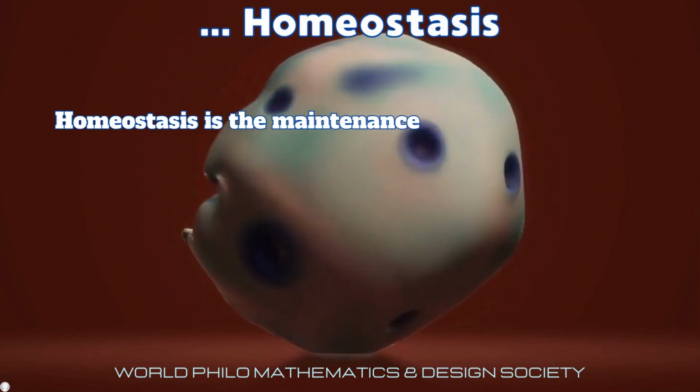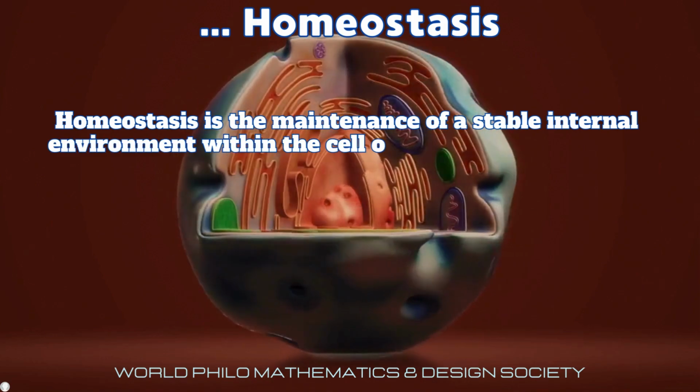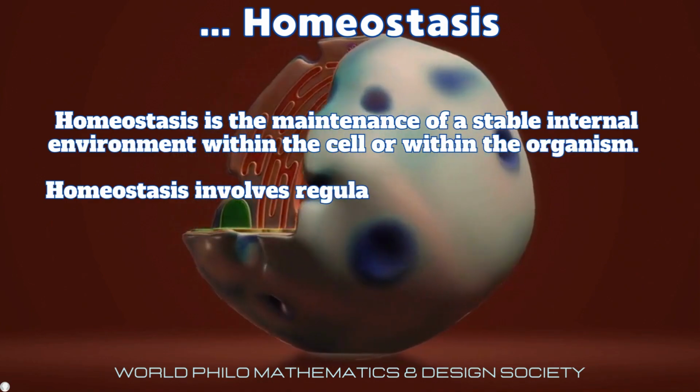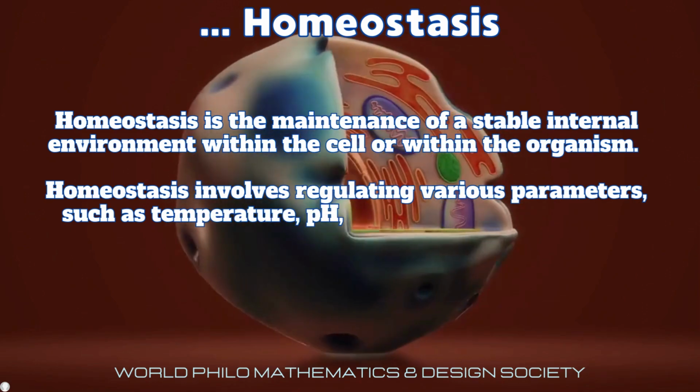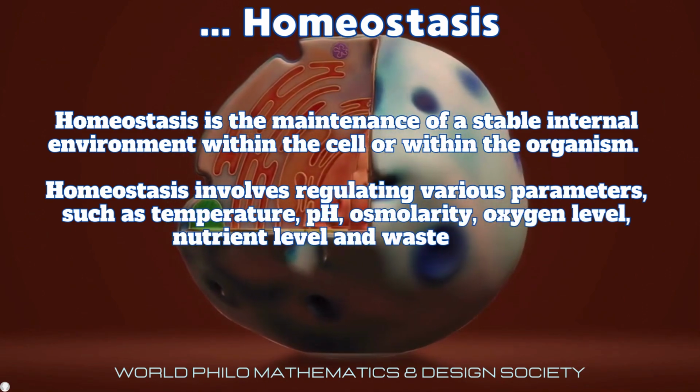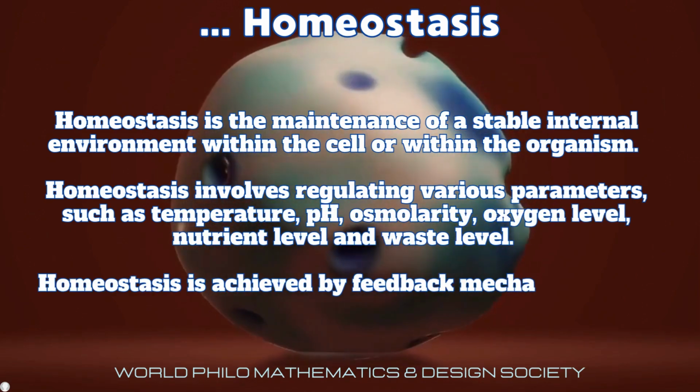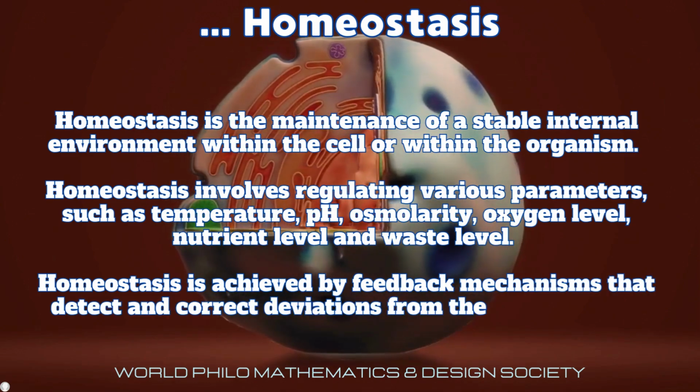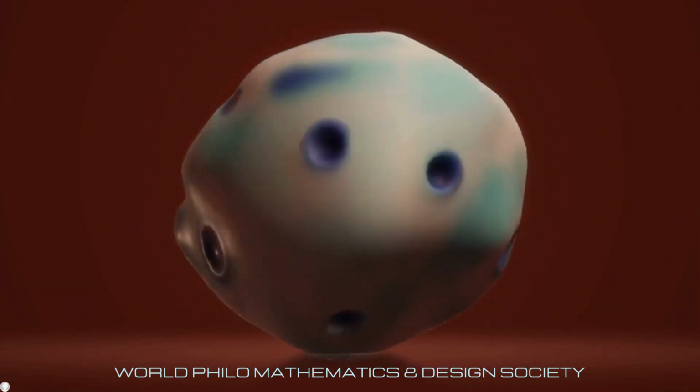Homeostasis is the maintenance of a stable internal environment within the cell or within the organism. Homeostasis involves regulating various parameters such as temperature, pH, osmolarity, oxygen level, nutrient level, and waste level. Homeostasis is achieved by feedback mechanisms that detect and correct deviations from this normal state.